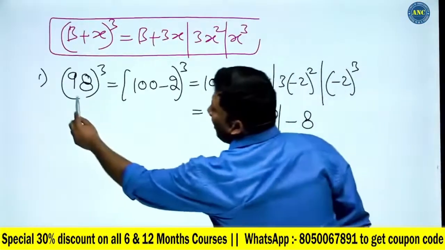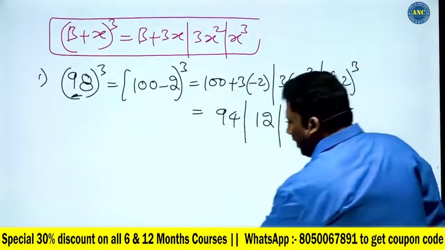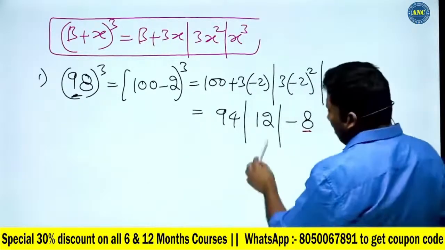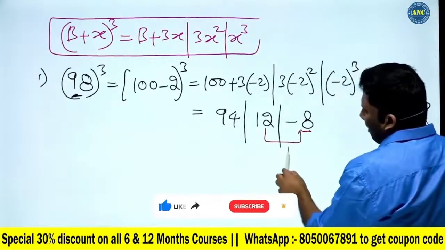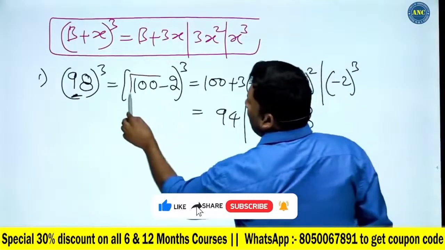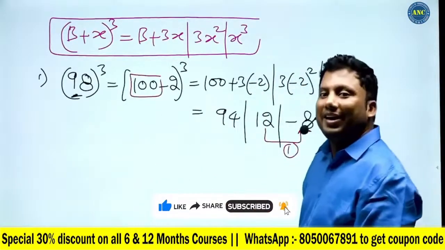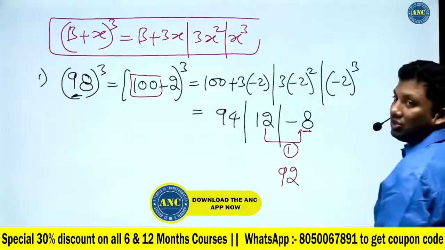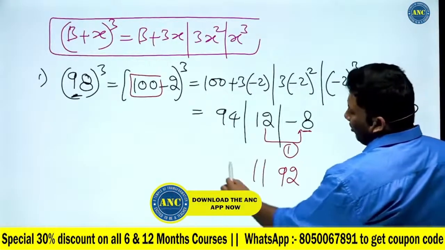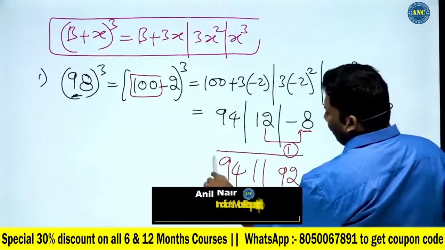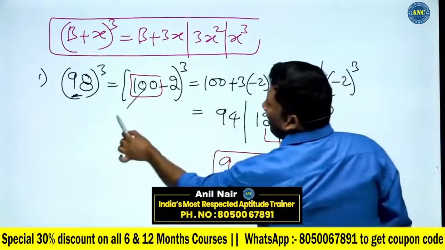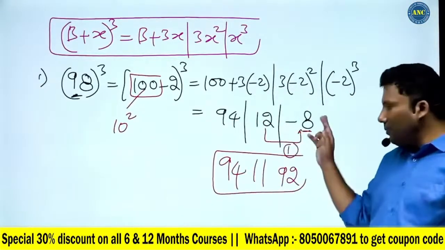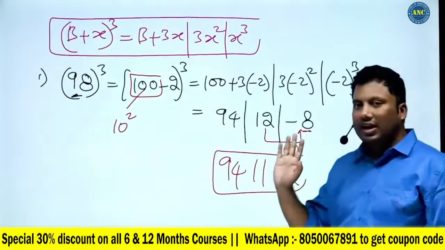If I am cubing a positive number, will I get a negative number? No. I will take a 1 carry. 1 is carried on a base 100, so the value will become 100. 100 minus 8, 92. 12, 1 is taken out, 11. And it is 941192. 100 is 10 square, so last two places, 2 digits.